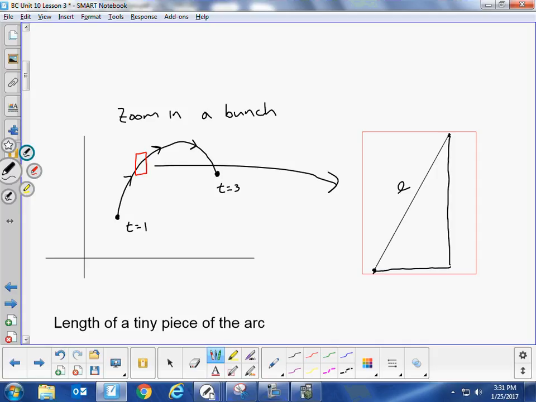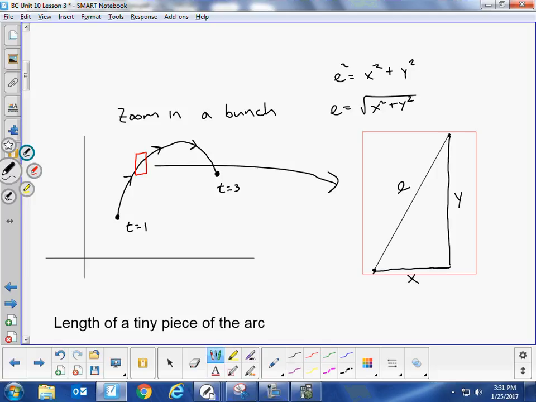Famous dude came up with a theorem. Oh, Mr. Pythagoras came up with his Pythagorean theorem. Well, we have some x length and some y length, and L squared is equal to x squared plus y squared, which means L will equal the square root of x squared plus y squared, right? That's just the distance formula.